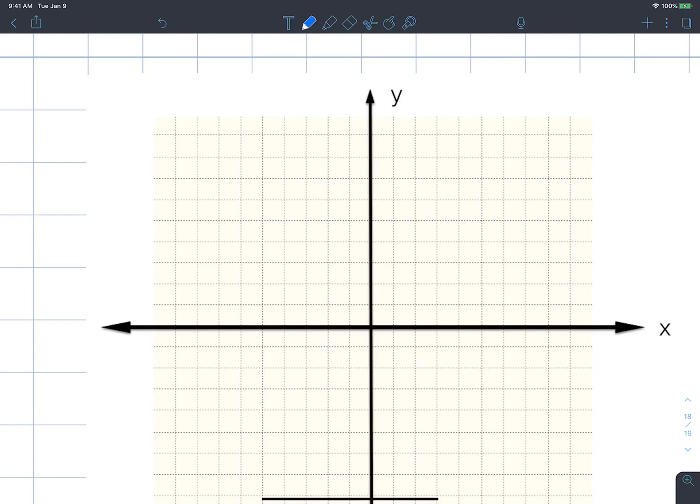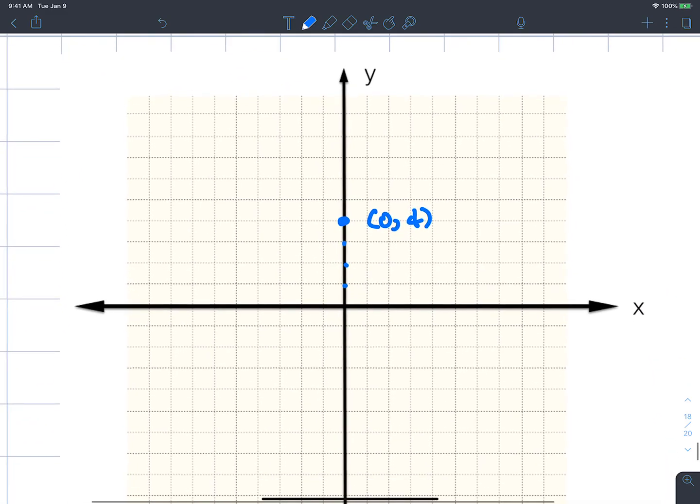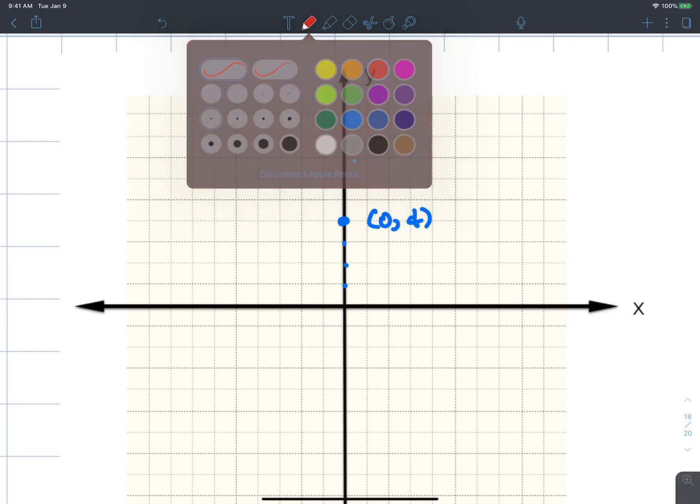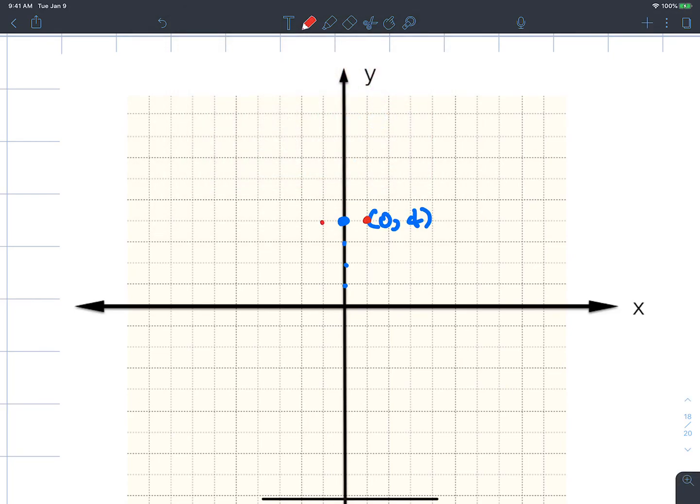0, 4. 1, 2, 3. Here's my origin. What do we say the radius is? 1. Okay, oh, that's interesting. So I go to the right one. Here we are. Go to the left one. Go up 1. Go down 1 from the center. And I'm now able to sketch a circle.